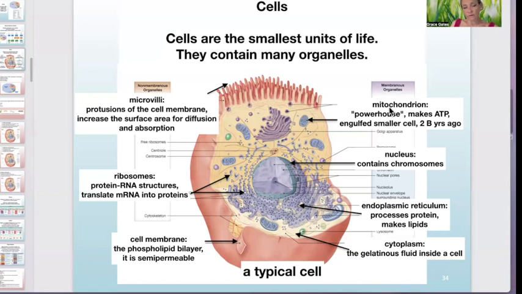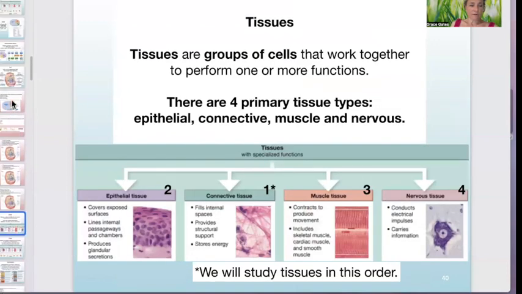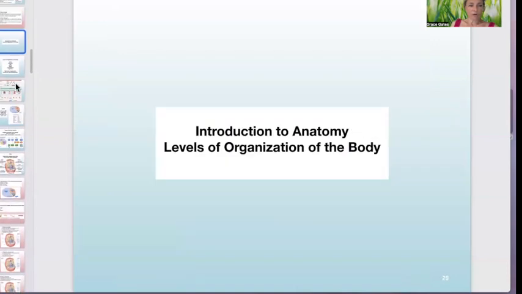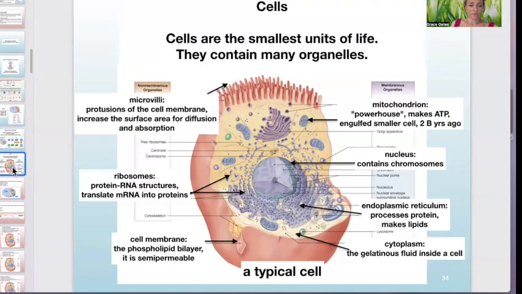So what organelles do you have to learn? Well, we have, of course, the cell membrane and the cytoplasm, and then microvilli, which are protrusions of the cell membrane. Then the nucleus, which contains chromosomes, which is a large structure inside, usually the center of the cell, but sometimes in another spot. And then mitochondria, endoplasmic reticulum, and ribosomes. So not that much stuff for the cells. All right, some questions. So far we've gotten through atoms, molecules, cells.